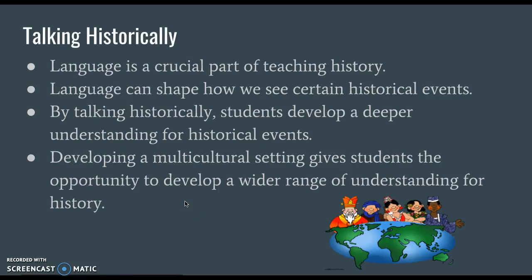Next, the chapter talks about talking historically. This is basically focusing on language use in the classroom and how language is a really big part of history and the social studies curriculum. Without that background knowledge on language, students may struggle with the curriculum. Therefore, you want to make sure that you're focusing on the language that is within the curriculum. As it says, language is a crucial part of teaching history. Language can shape how we see certain historical events. By talking historically, students develop a deeper understanding for historical events. Developing a multicultural setting gives students the opportunity to develop a wider range of understanding for history. So that right there is touching upon how you yourself as a teacher should work on making your classroom environment focus on multicultural characteristics, because that will help students to understand historical events as well.